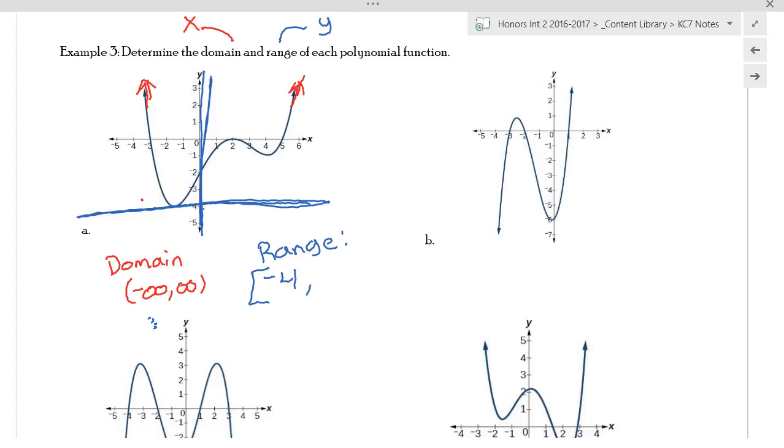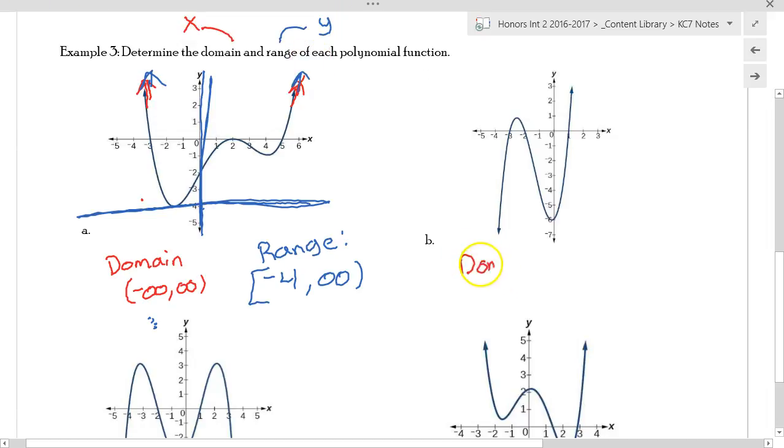And then we'll go, okay, how far up do I get? Well, this graph, again, it continues up forever in both directions. It doesn't stop going up, and up is positive. So it goes up to positive infinity. Okay. Let's look at B.